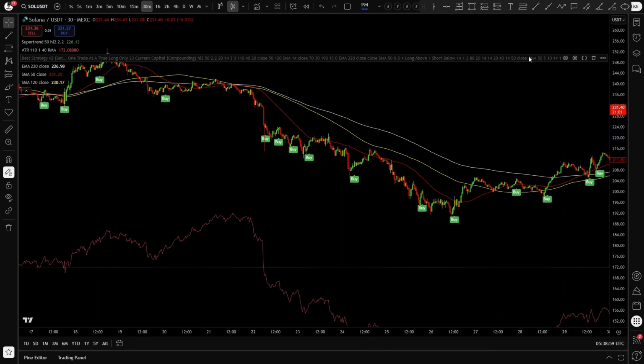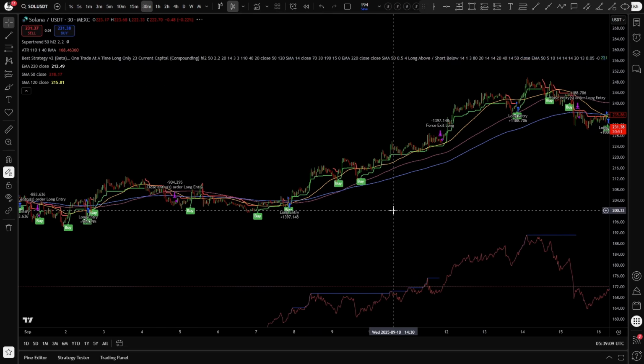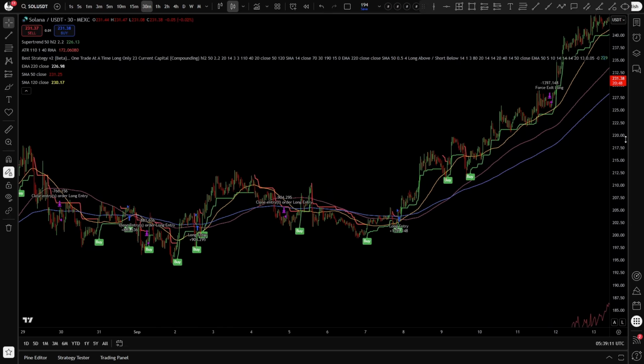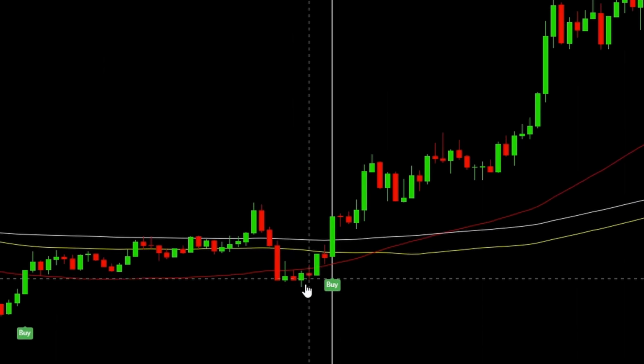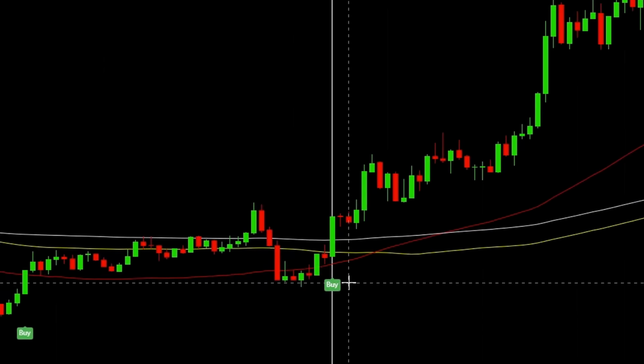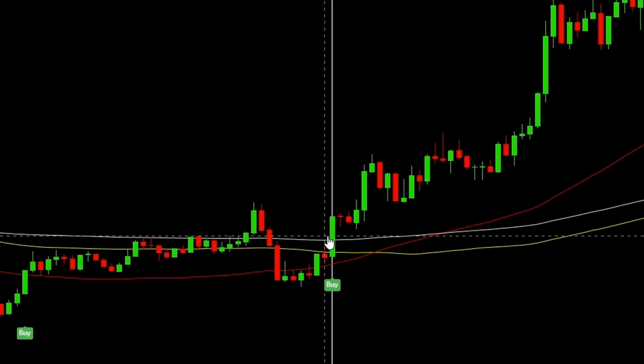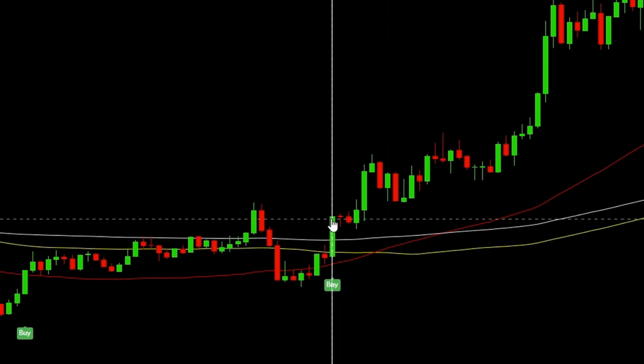Okay, now let's see the entry and exit rules. For that, I will enable the strategy script so we can see a few valid entries. And here is a good one. Let's take a look at this. Okay, so for a valid long entry, first we need a buy signal from this Super Trend. Then we only need one more thing, and that is that the price closes above the 220 length EMA.